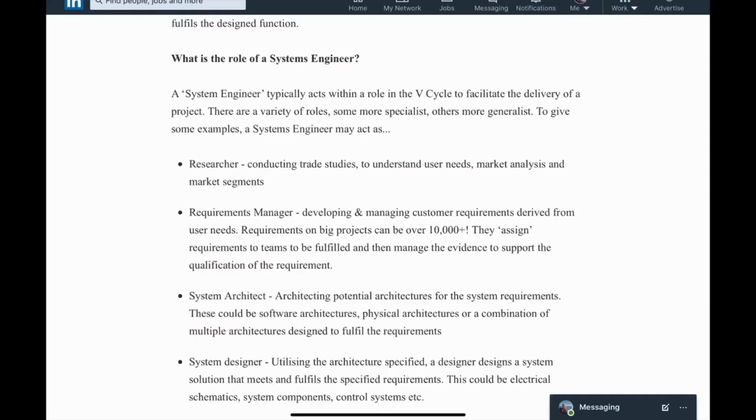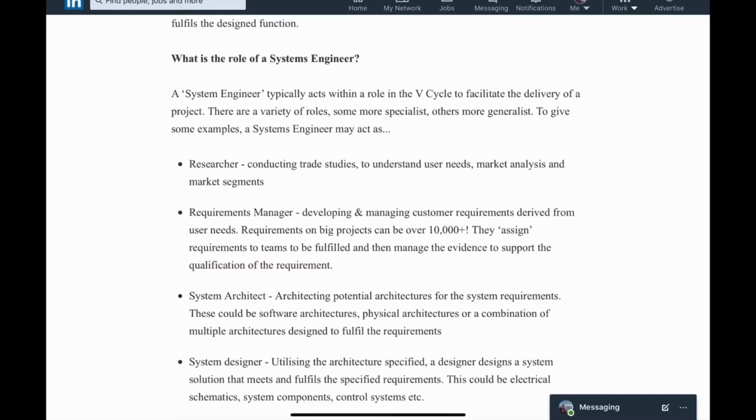A systems engineer typically acts within a role in the V-cycle to facilitate the delivery of a project. We've seen the V-cycle in previous lessons, but there are a variety of roles, some more specialist, others more generalist. So let's have a look at some of the examples.